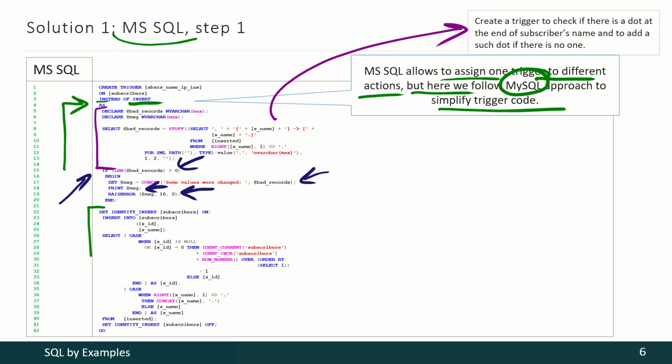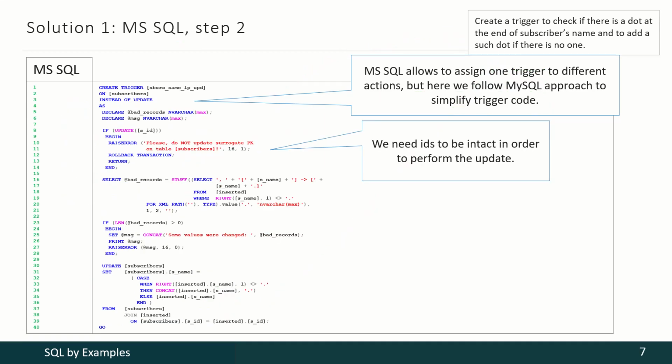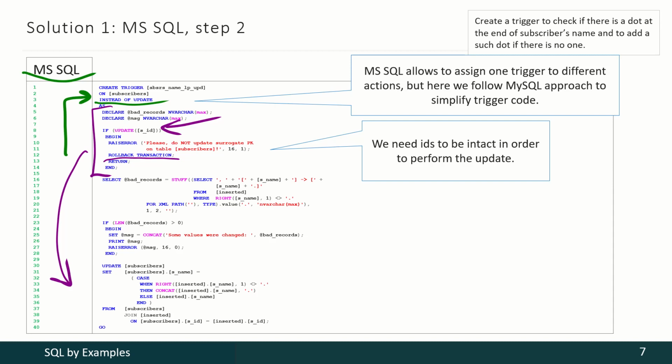And finally we have to perform the insert operation, and here in this block of code we are checking for that condition, and if the dot is missing at the end of subscriber's name, we are adding that dot there. The second trigger for Microsoft SQL Server is instead of update one. First we have to check if the query that activated the trigger is updating the primary key of our table. If that's so, we have to roll back the transaction, otherwise we cannot perform that operation.